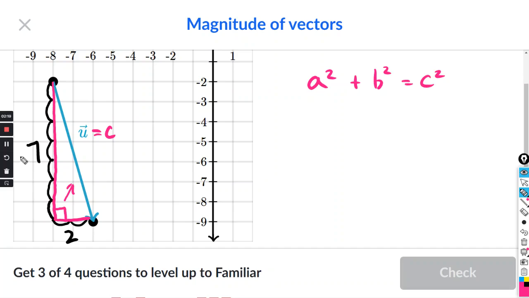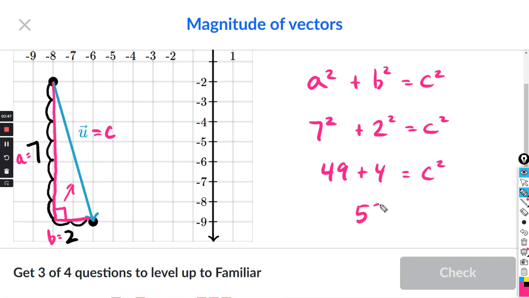I'll let A equal 7 and B equal 2. Like I said, A and B doesn't matter. Since A is 7, A squared is 7 squared. B is 2, that's going to be 2 squared. We have 7 squared, 49. 2 squared is 4. And 49 plus 4 is 53.